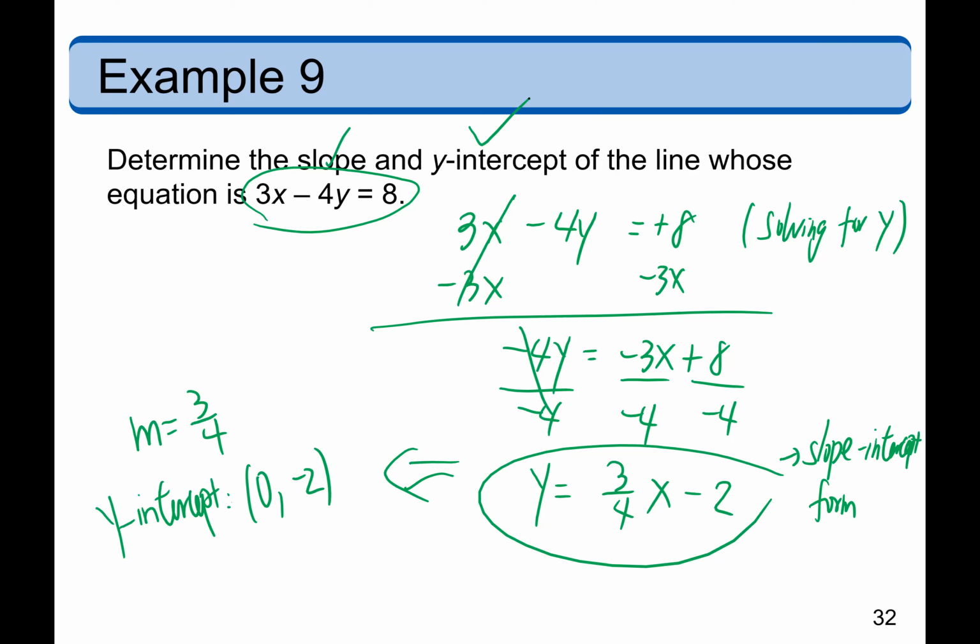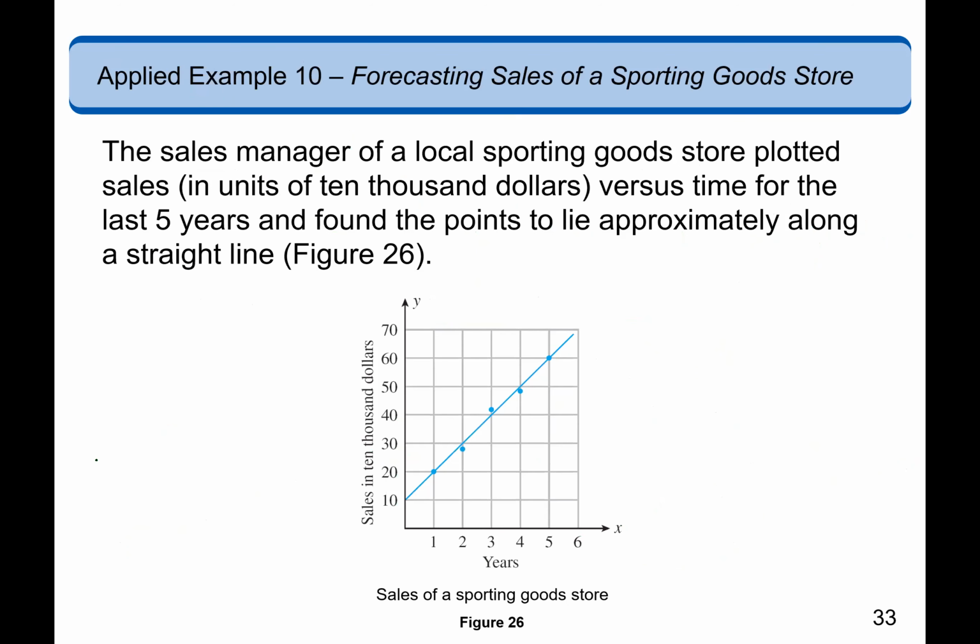So the equation of the line could appear in different forms. Typically we will convert it into the slope intercept form, and we nail down the slope and y-intercept from there. Okay. So now let's take a look at this application problem.